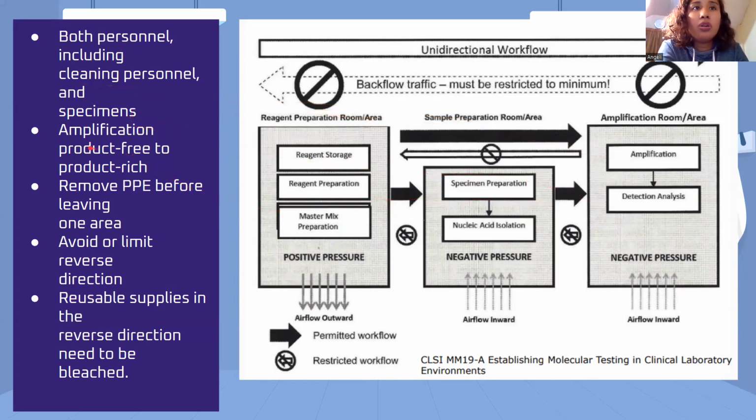Okay? So, this one, itong reagent storage area natin, at saka specimen prep, these are amplification product-free. Product rich. Dito kasi nga, sabi 10 raised to 9 amplicons. So, contaminated talaga yan. Remove PPE before leaving one area. Avoid or limit reverse direction. As much as possible, avoid. And reusable supplies in the reverse direction need to be bleached.